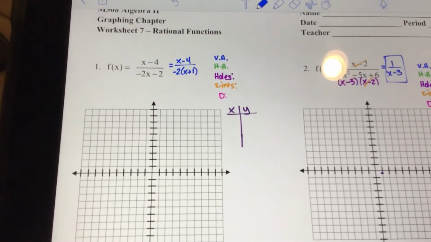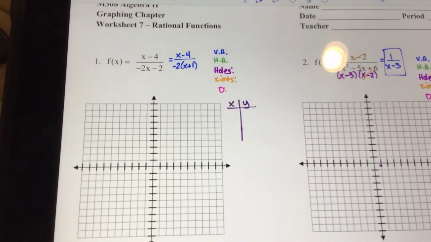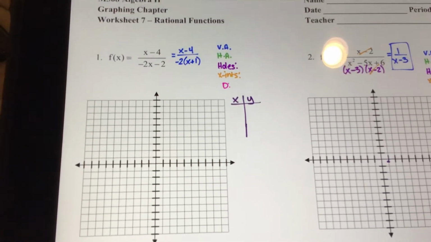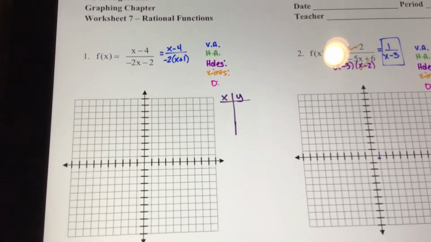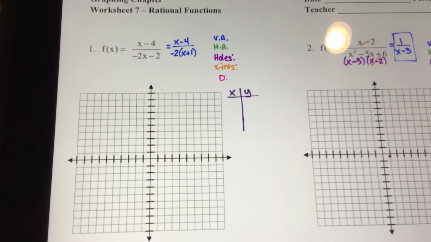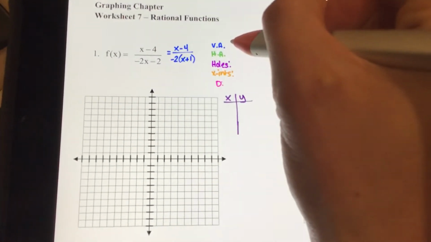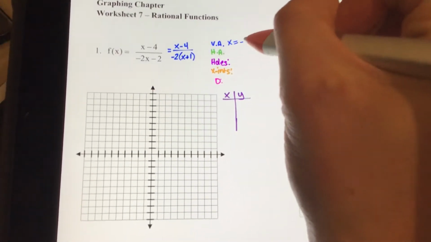The first thing that you want to do is you want to factor. So I already factored the first one for you. Remember, setting the denominator equal to 0 is where you're going to have a vertical asymptote. So your vertical asymptote here is going to be at x equals -1.